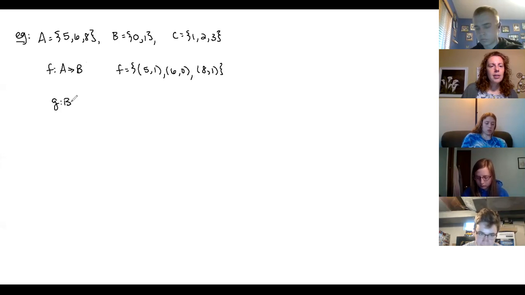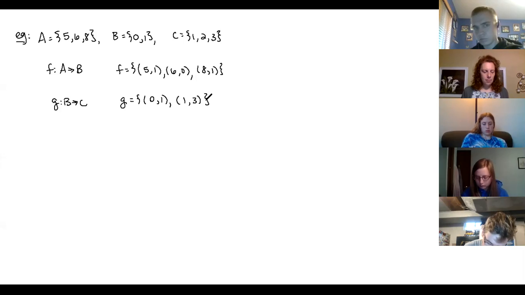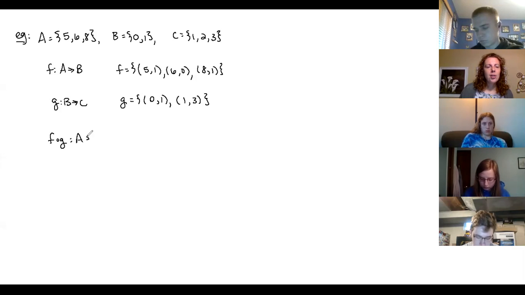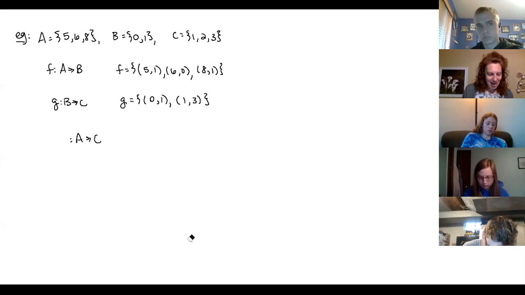G is going to go from B to C. And G is going to be (0, 1), (1, 3). Again, G can be given by ordered pairs. So my inputs to G are 0 and 1. F circle G is then going to go, nope, sorry, G circle F. I need G circle F in this case.